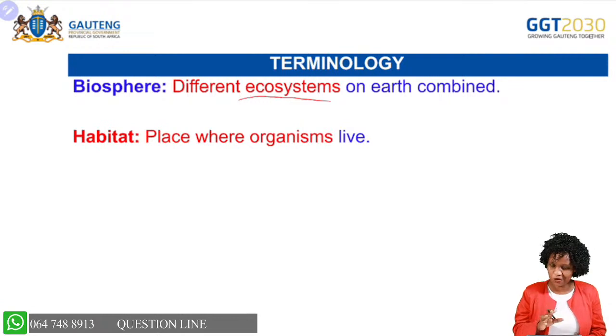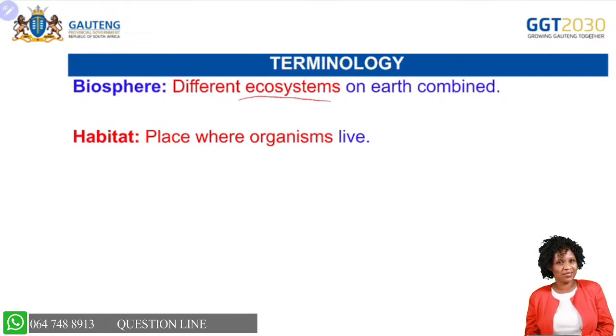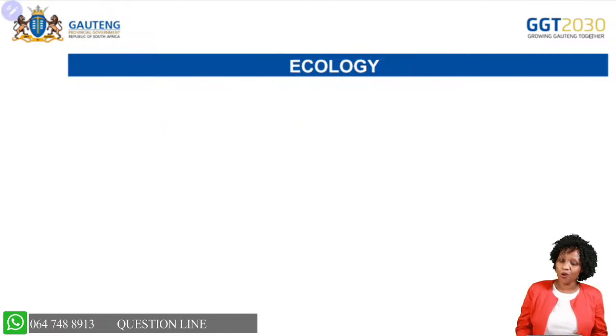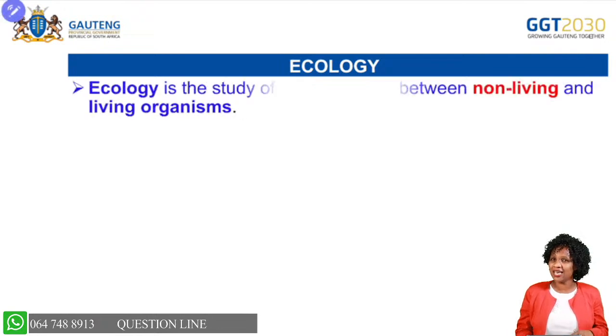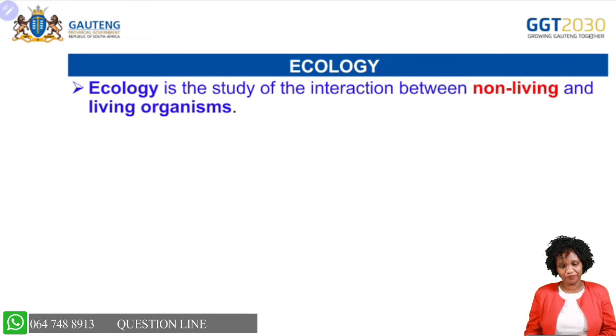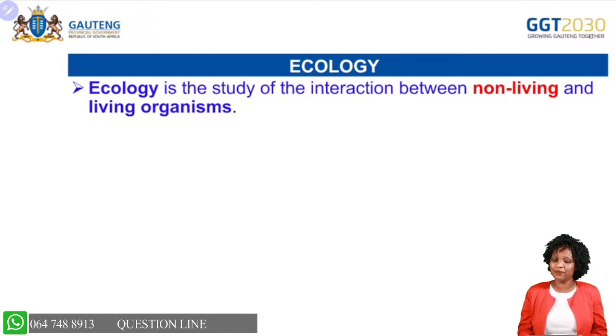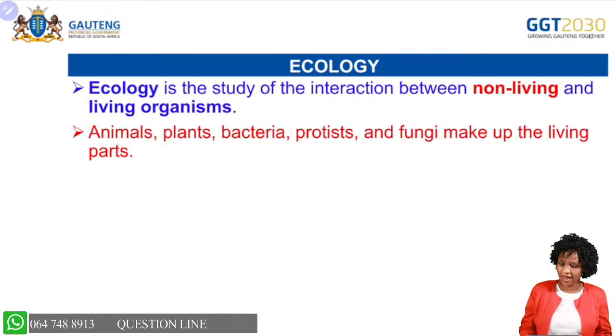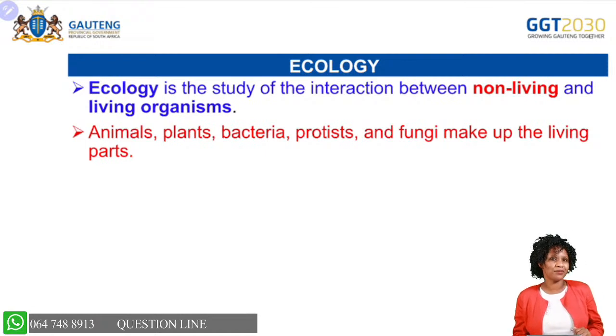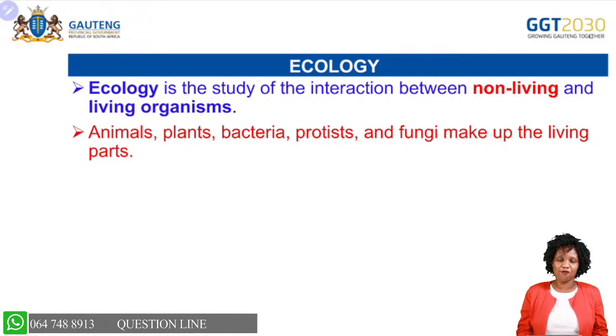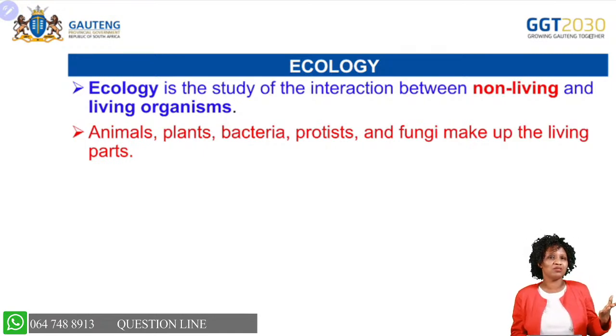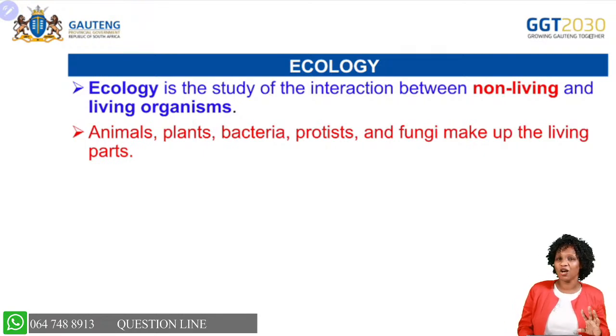It is a biosphere. And then let's look at habitat, grade 8. When we are looking at habitat, this is a place where organisms live. It is a habitat. And then ecology is the study of the interaction between non-living and living organisms. That is ecology. For example, we've got the living, that is animals, plants, people, bacteria, fungi, protists. All these are living organisms.